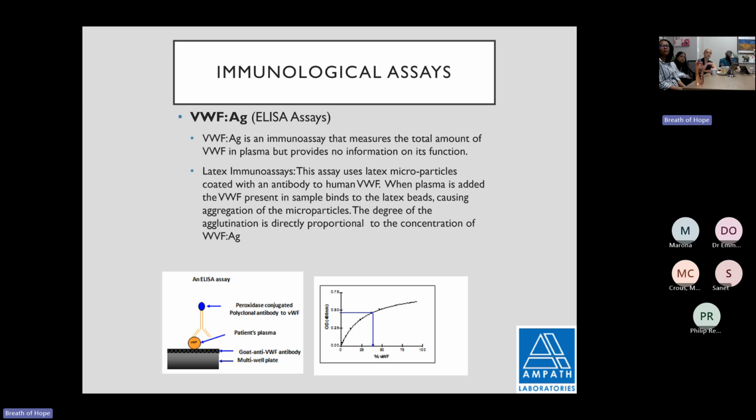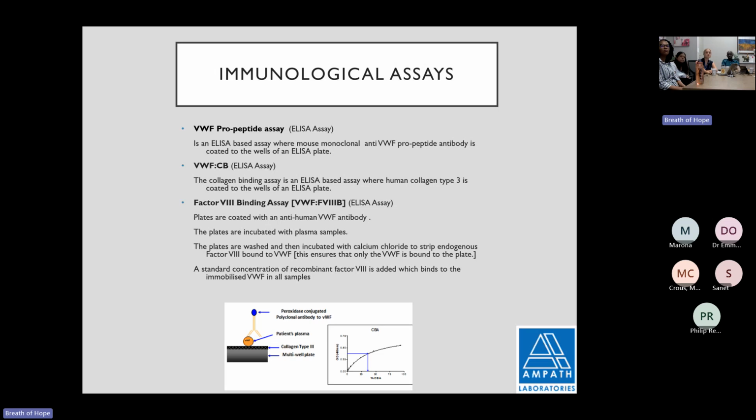Most of the ELISA assays work on this principle, where they actually use just a latex assay that has got microparticles coated with the von Willebrand antigen. And then there's an antibody that will bind to the von Willebrand factor and bind to these latex antigens, and we can detect it proportionally with the degree of agglutination. And this is the same principle that they use for the propeptide assay, the collagen binding, as well as the factor VIII binding assay. So this is just to see how much of the factor level is in your blood.